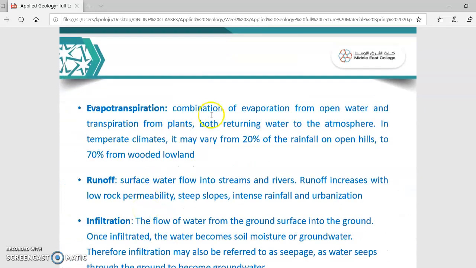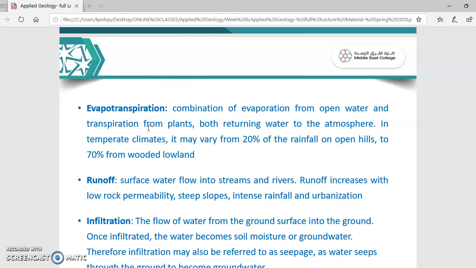If you see here, evapotranspiration is the combination of evaporation from open water and transpiration from plants, both returning water to the atmosphere. In temperate climates, it may vary from 20% of the rainfall on open hills to 70% from wooded lowlands. See here, I would like to explain you in detail.